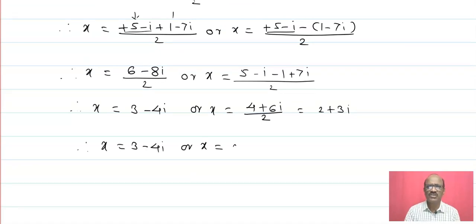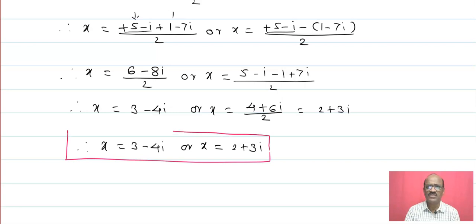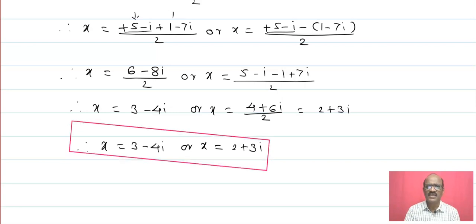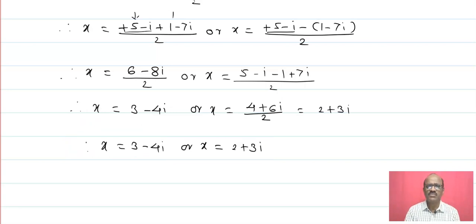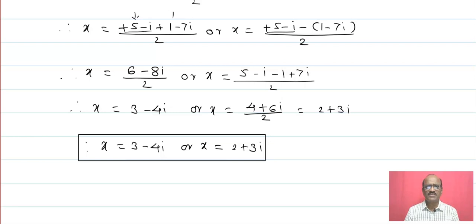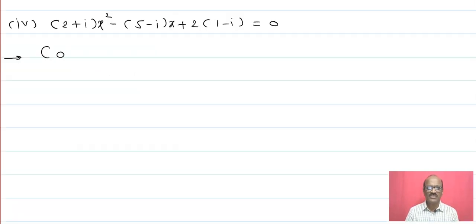My dear students, you have solved this up to number of the problems. Now, a small thing, you will understand how the calculations are done by the division. Therefore, x is equals to 3 minus 4i, or x is equals to 2 plus 3i. To solve these problems, you will require too much concentration and practice.